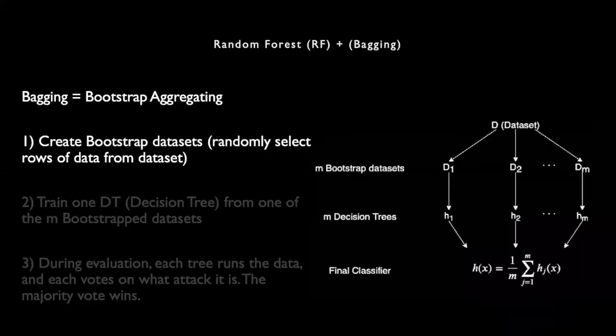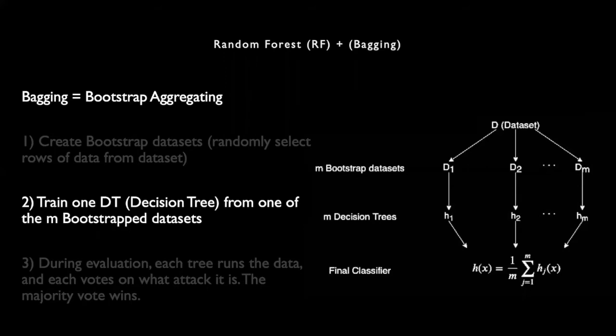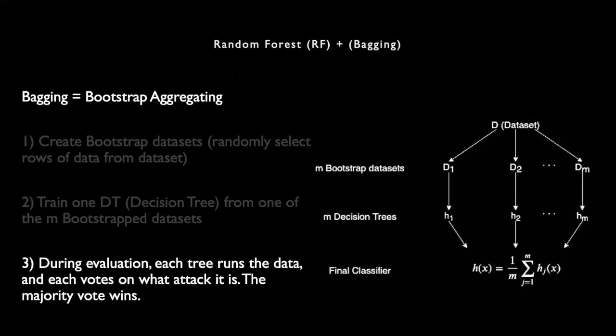The first algorithm is the random forest with bagging or bootstrap aggregating. First, bootstrap datasets are created by randomly selecting records from the dataset. The same records may be in multiple bootstrap sets since the records are selected with replacement. Then, a decision tree, a simpler AI, is trained on each bootstrap dataset. Finally, the AI is evaluated by running the unseen data through each decision tree, which votes on what attack it thinks the data represents. The attack with the most votes is the prediction given by the random forest.